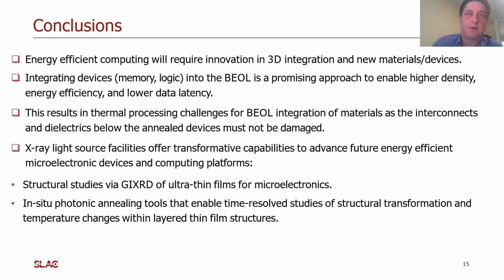X-ray light sources offer transformative capabilities to advance future energy efficient microelectronic devices and computing platforms. Today, specifically, I've highlighted structural studies via grazing incidence X-ray diffraction of ultra-thin films for microelectronics, in situ photonic annealing tools that enable time-resolved studies of structural transformation and temperature changes within layered thin film structures, and finally, accelerated process exploration using machine learning guiding in situ process tools.